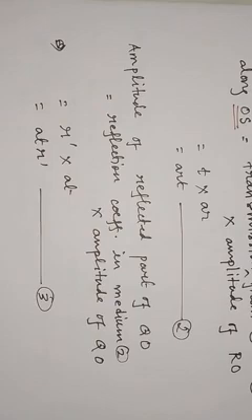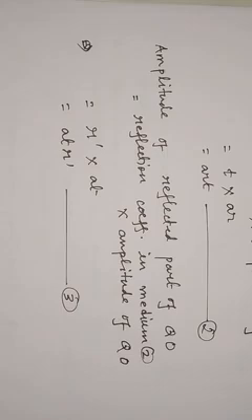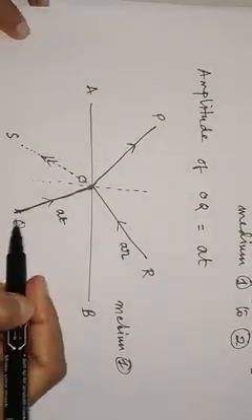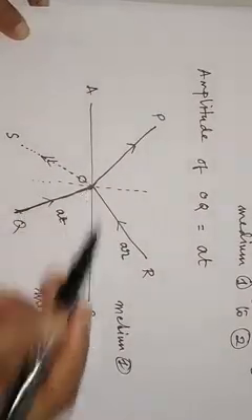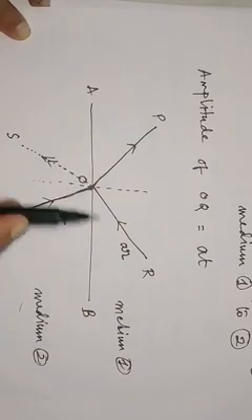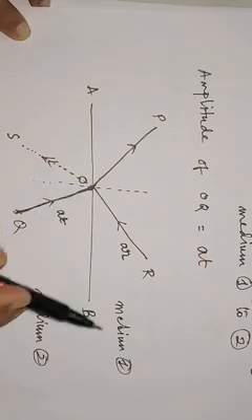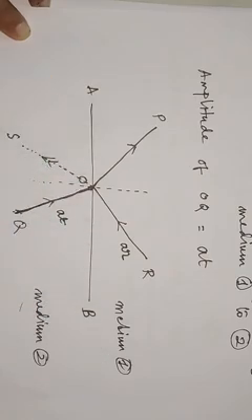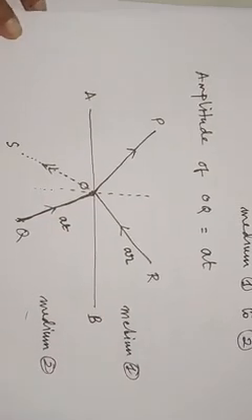Similarly, now we will find the amplitude of the transmitted part of QO, which happens along OP. The ray is incident along QO, then it is transmitted from medium 2 into medium 1 along OP. So here we will use the transmission coefficient from medium 2 to medium 1.